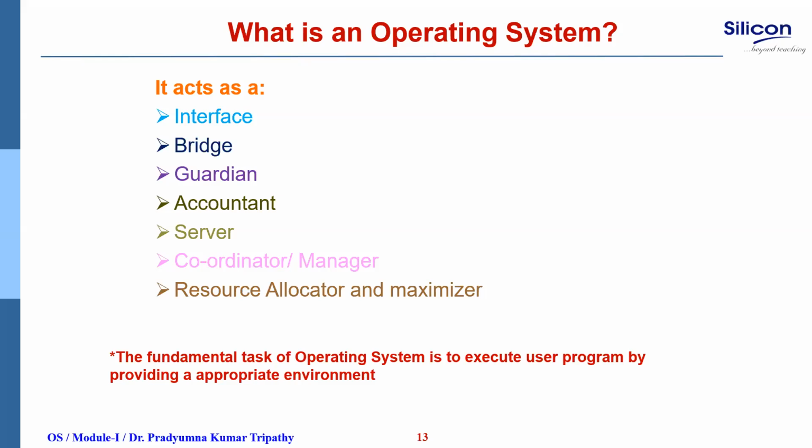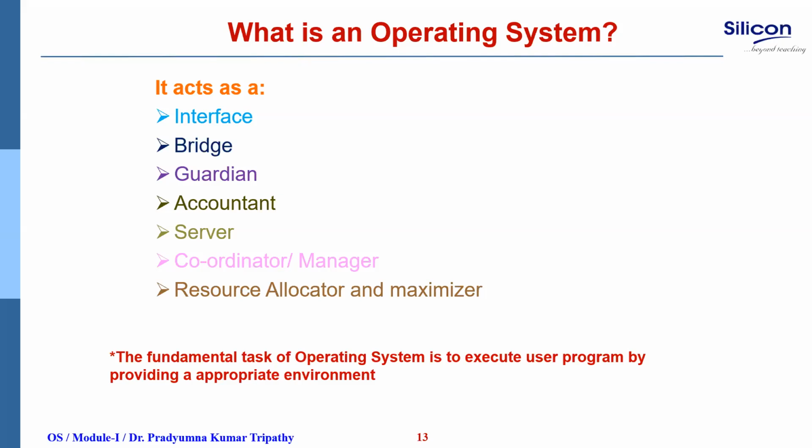So it acts like a guardian. It acts like an accountant. Why does it say accountant? What does an accountant do? It keeps track of the money, how much money is being debited, credited, how much is left, whether it can be given or not. Similarly, the operating system also acts as an accountant.